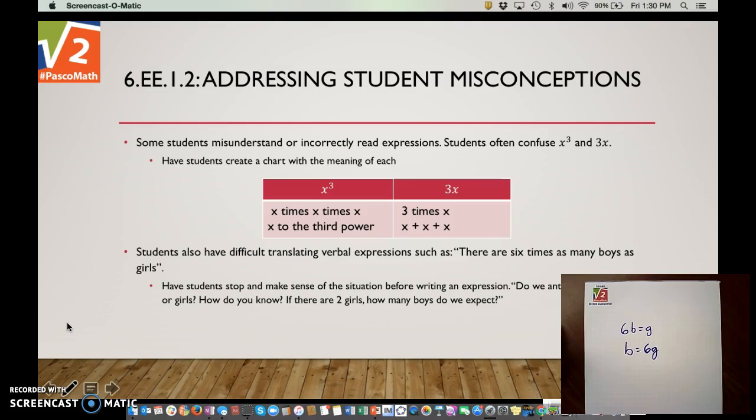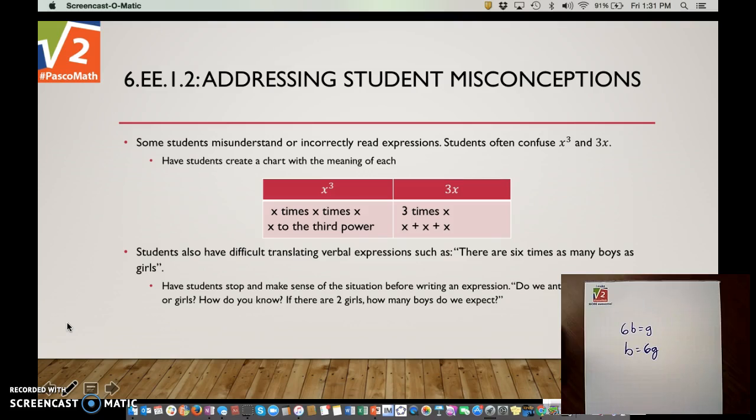And so although there is a misconception, I think this is awesome because now we get to talk about it and we get to address it before the assessment, right? So use that misconception or error for learning. Here I would just pose a question. People that say 6b equals g definitely have an opinion. Students that say b equals 6g definitely have an opinion. Have them try to convince each other. Have a little math argument about it. Math practice 3.